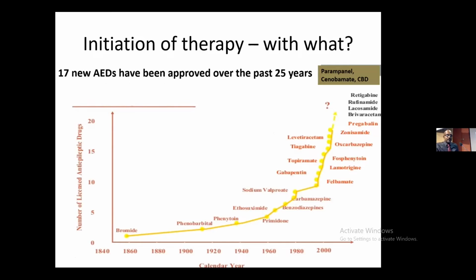This is the list starting from bromide probably in 1860. Now about 17 new drugs have been approved over the past 25 years. The latest would be your perampanel, which is not new, I would say, cenobamate and cannabidiol or CBD would be the latest. Anything else? Have we launched anything new after cenobamate and CBD? Probably not.